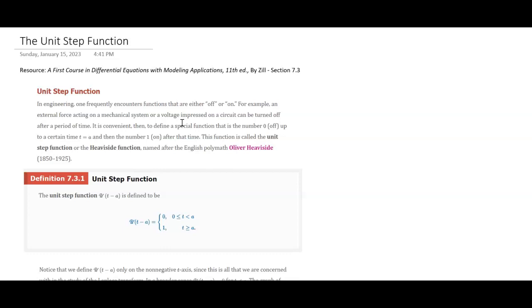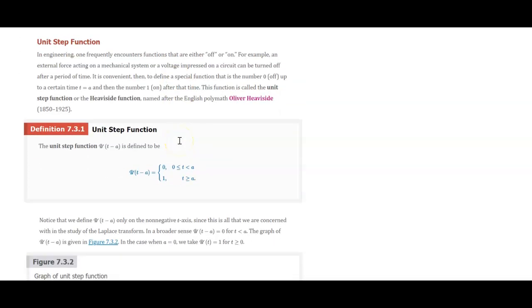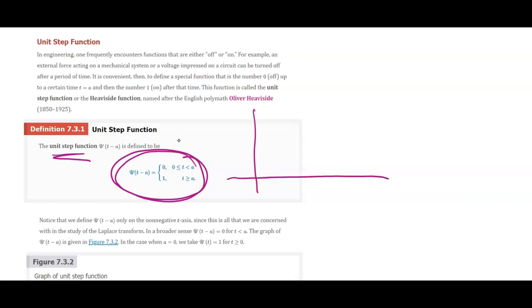So basically, it is something that turns on part of a function and then turns part of that function off, kind of like when we have a domain restriction on a piecewise function. And so we use this unit step function in this following way. So we say that it is 0 up until that point a, and it is 1 when the time frame is greater than a. We're not worried about any negative times here.